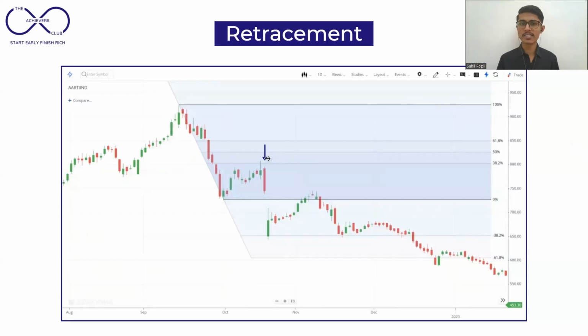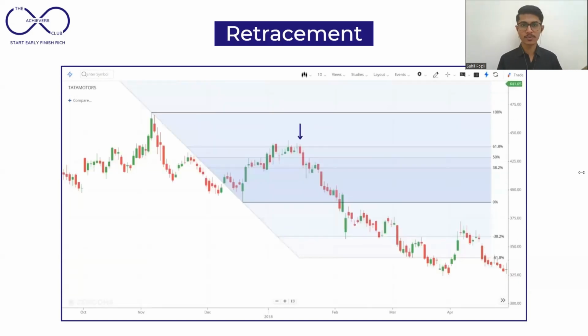Similarly, one more example here, it has taken proper 38% retracement, and within a span of not even a few days, in 2 to 3 days, from 800 till 650 with a huge gap down and all. And similarly, here it has taken 61% retracement and it has taken proper resistance. So when it comes to support, we can go for a long trade. When it comes to resistance, we can go for a short trade, which is applicable in futures and options.